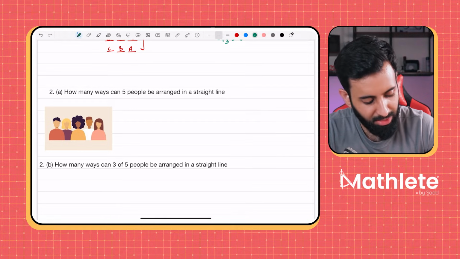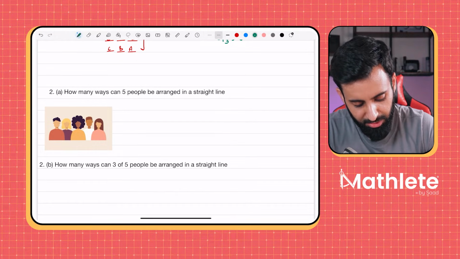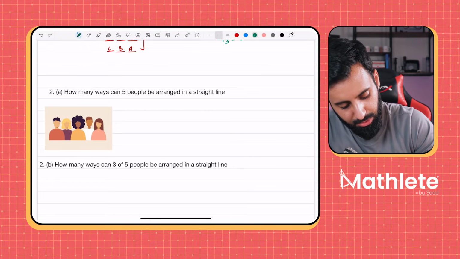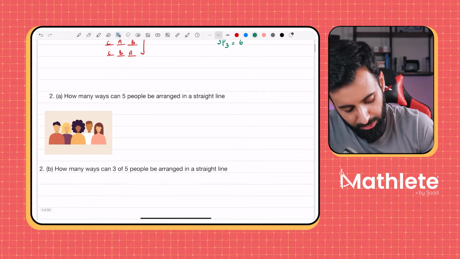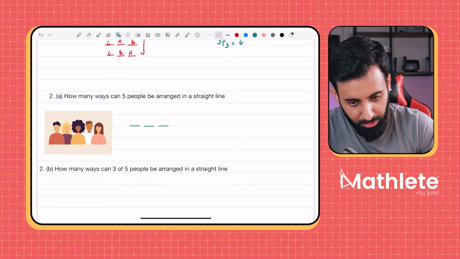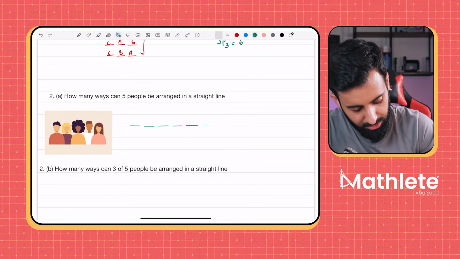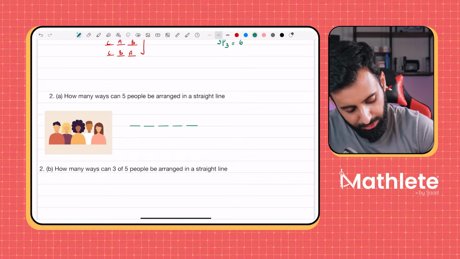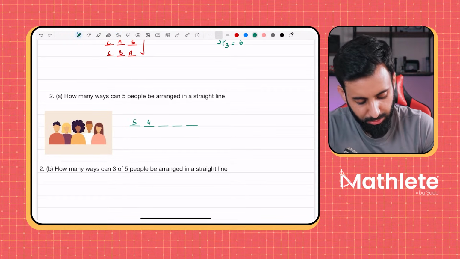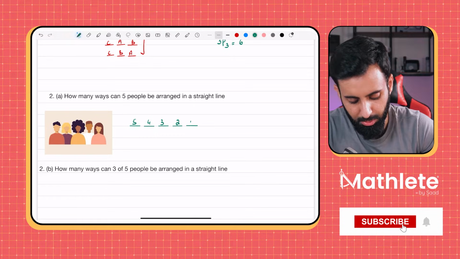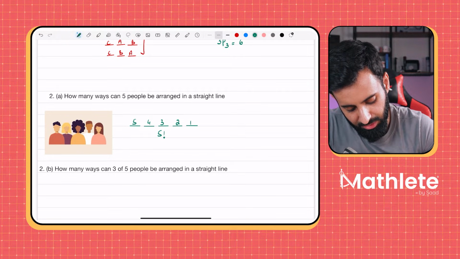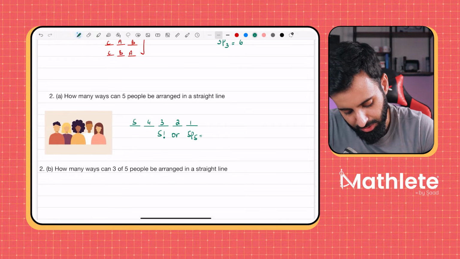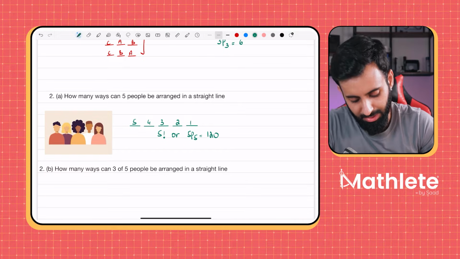So here's a question which says, how many ways can 5 people be arranged in a straight line? Here we're talking about 5 people. With 5, we can't do it manually the way we did it with 3. So instead, we are going to use a shortcut. 1, 2, 3, 4, 5. So for the first place, we have 5 options. For the second, 4. For the third, 3. For the fourth, 2. And for the fifth and final place, we have 1 option. So that means altogether, that's equal to 5 factorial, which is 5 into 4 into 3 into 2 into 1, or 5P5, which is equal to, well, you can work this out. You'll notice that it's 120.